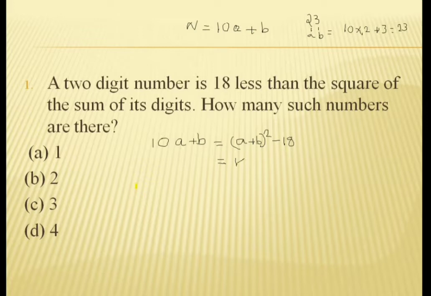So we can do one thing. We can take a plus b as k, so k square minus 18. Which means this two-digit number should be 18 less than the square of a number. It should be a perfect square, right? So this perfect square minus 18.